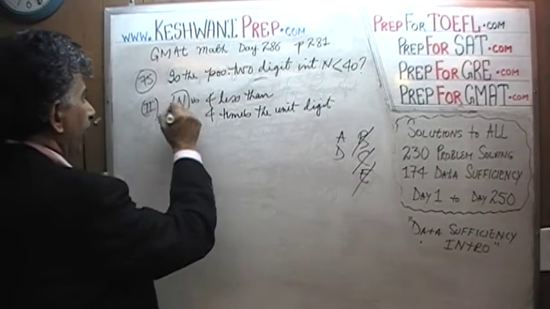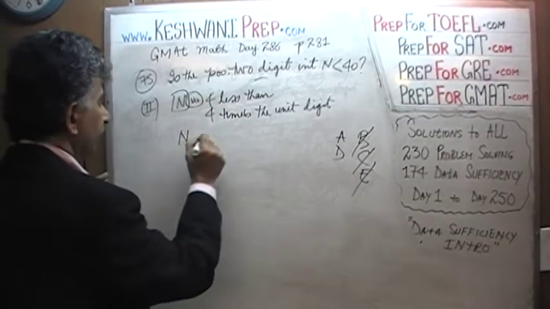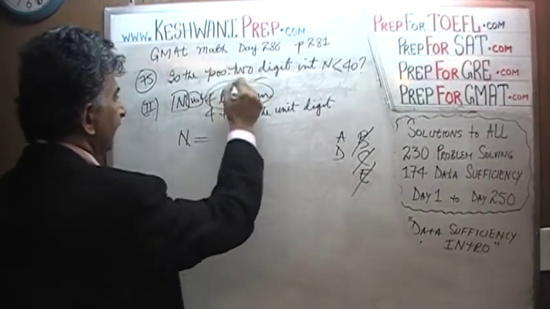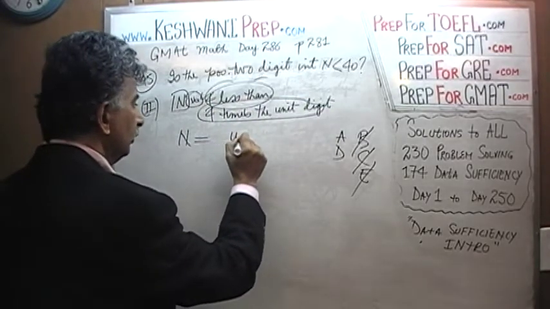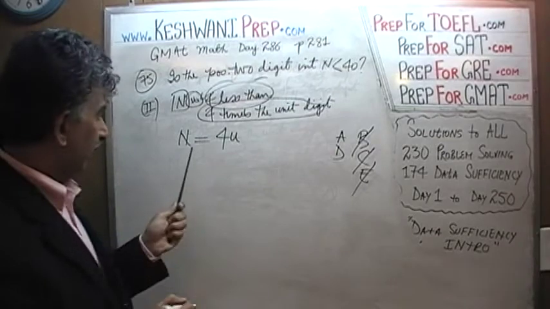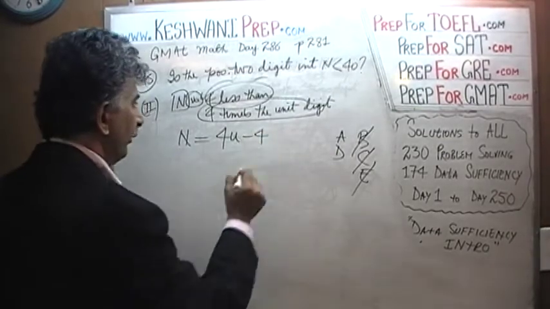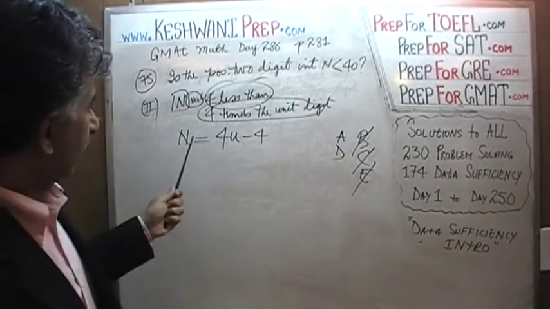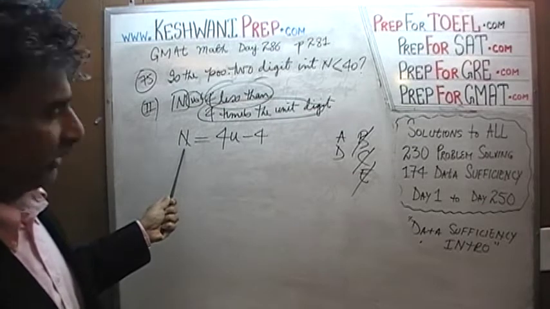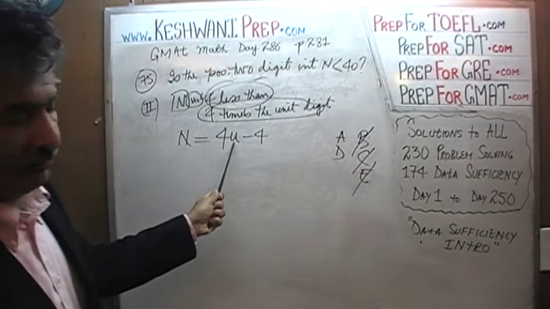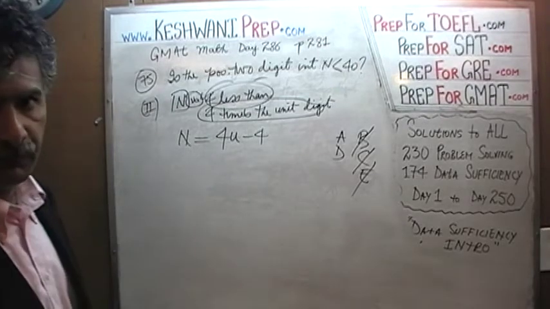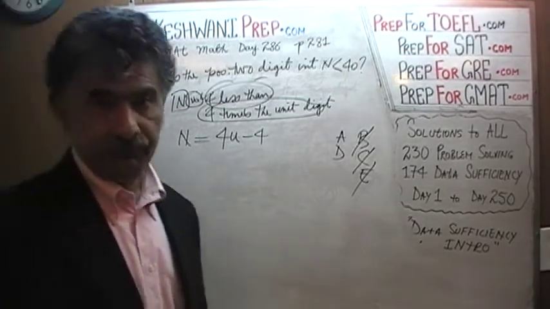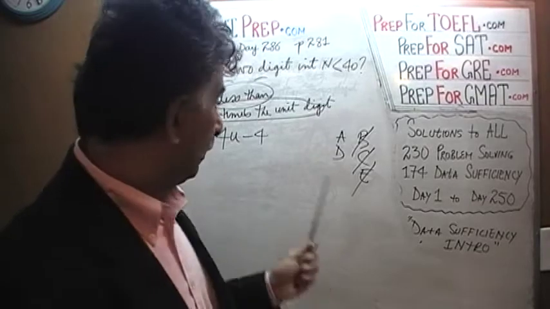N equals 4 less than 4 times the unit digit. So if we call the unit digit u, 4 times the unit digit, and n is 4 less than that. That's the equation that we get out of this statement. That this integer n has to be such a way that whatever the unit digit is, if you were to multiply that value by 4 and subtract 4 from it, that's your n. What do we do with it?